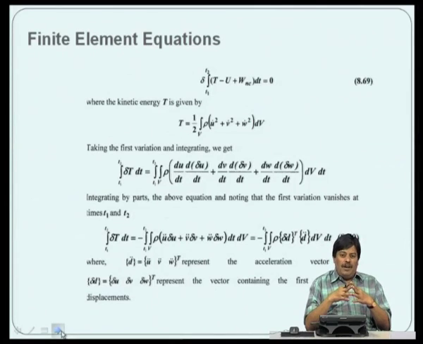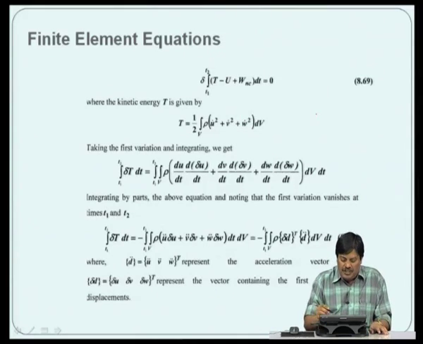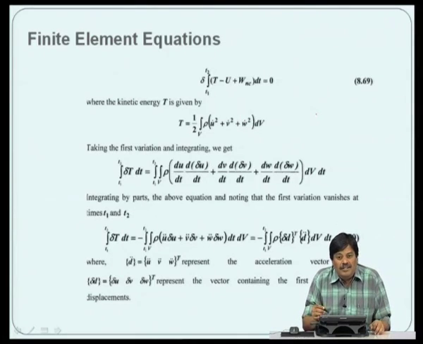So, Hamilton's principle states that the minimization of the total energy between the times t1 and t2, where T is the kinetic energy, U is the potential energy, and Wnc is the work done by the non-conservative forces, and if you integrate this with respect to t between t1 and t2 and set it equal to 0, it will give us the governing equation. So, now let us go and find out each one of them.